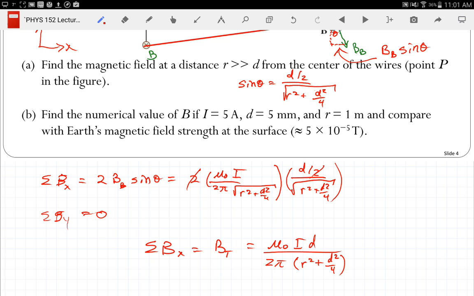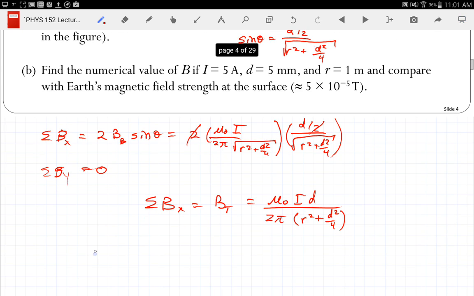Now what if r is a lot bigger than d? My people in Physics 252, we essentially did this problem. What do you do if r is a lot bigger than d? In that case, it's approximately the same as mu naught I d over 2 pi r squared.